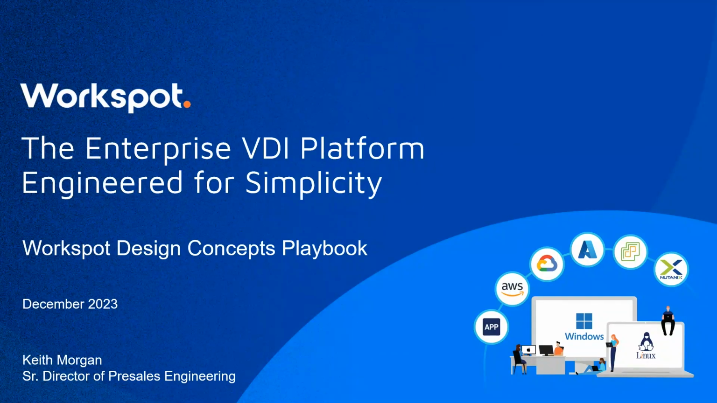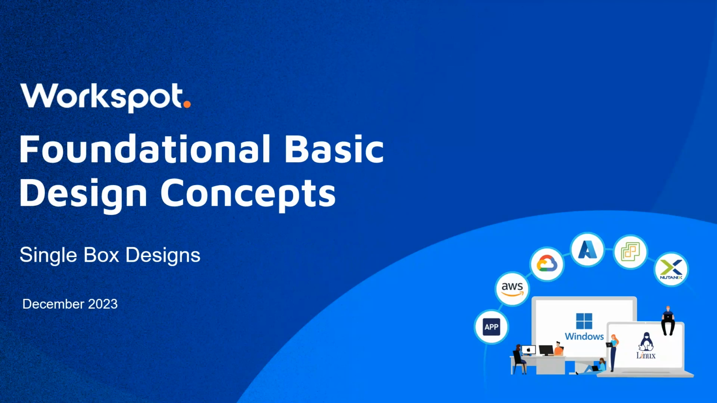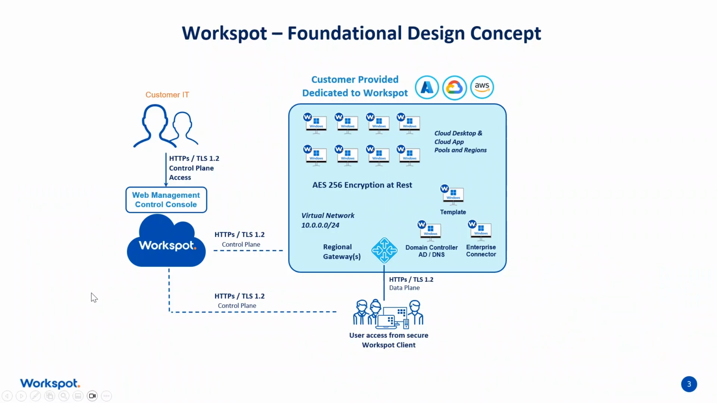So we'll start with our basic design concept, and we'll refer to these as single box designs. And in this single box design, the box is represented with this blue box in the middle. So you can think of that as a dedicated Azure subscription, a dedicated Google project, or a dedicated AWS member account. And so this is dedicated to a Workspot deployment. And on the left-hand side, we see the Workspot control plane, which makes that microservice connection into that dedicated box.